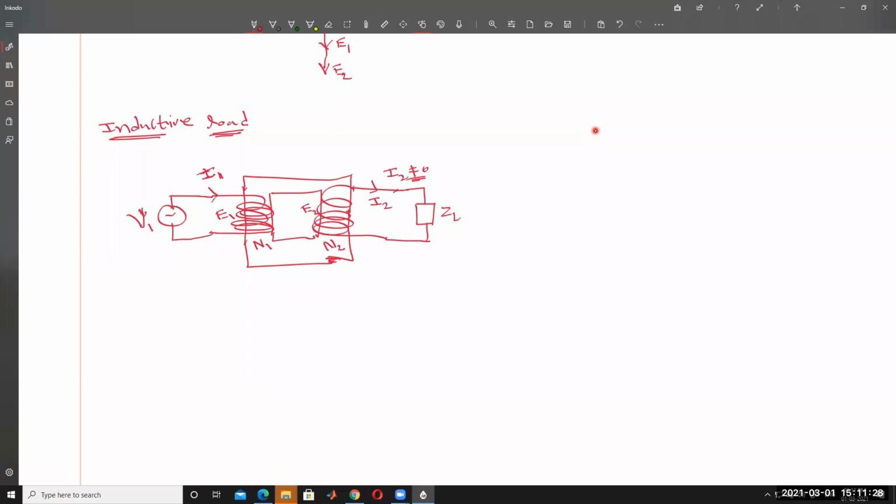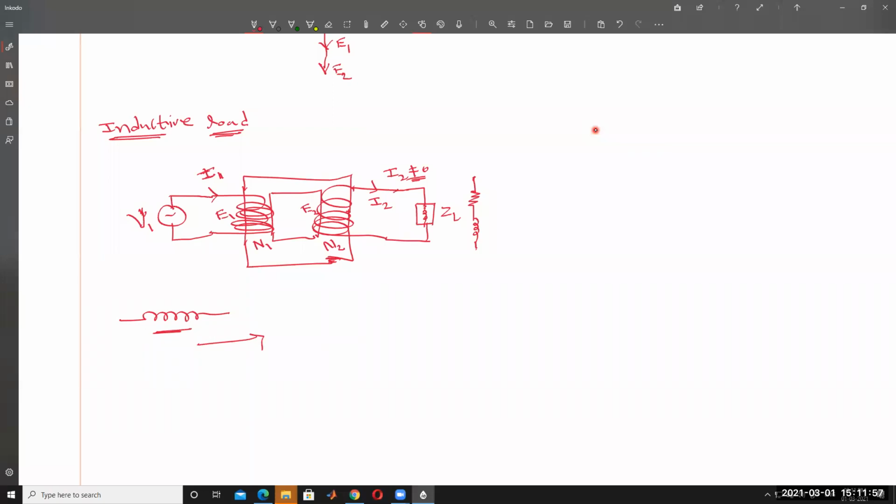So under inductive load, you know well, across the inductor, for example, connected across it is a resistor and inductor, a combination of both. This load is nothing but like this. So across the inductor, you know well.